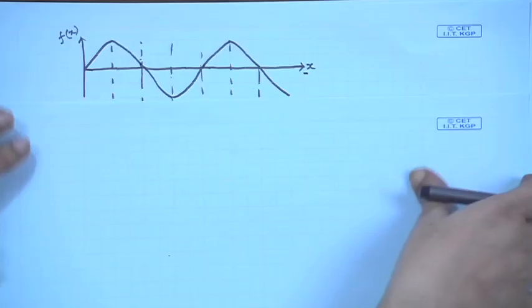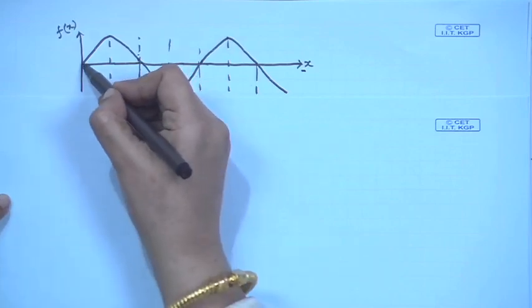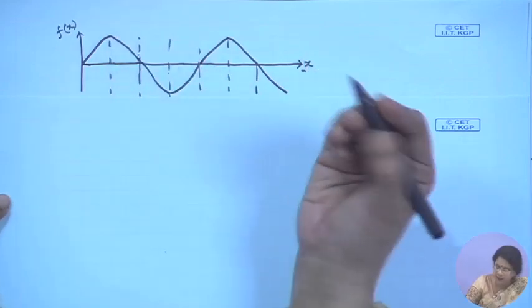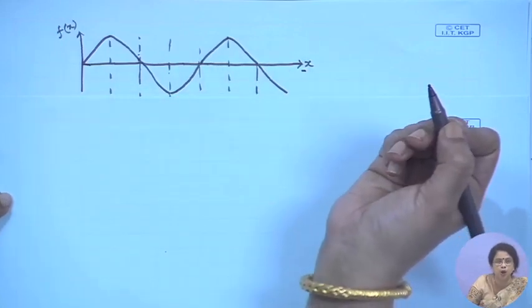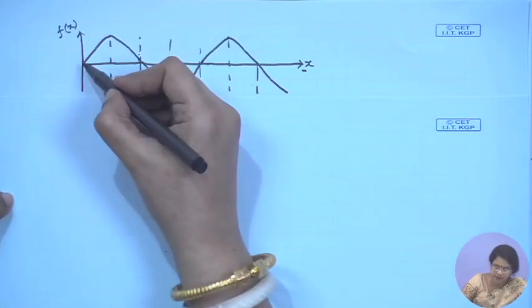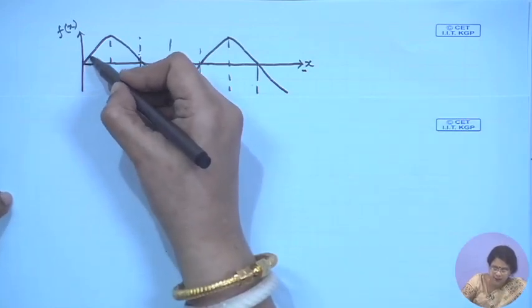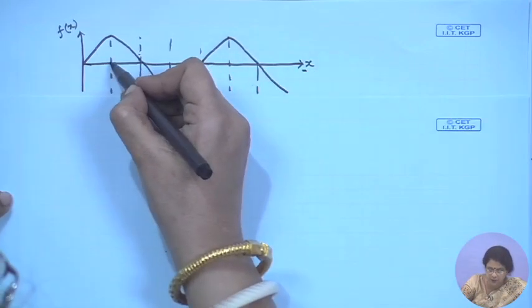How are we really considering this? Just look at this function. If I move from this point to this point and consider the first order derivative, rather the slope of the function at every point, then we will see that since the function is increasing, the slope is positive from this point to this point.